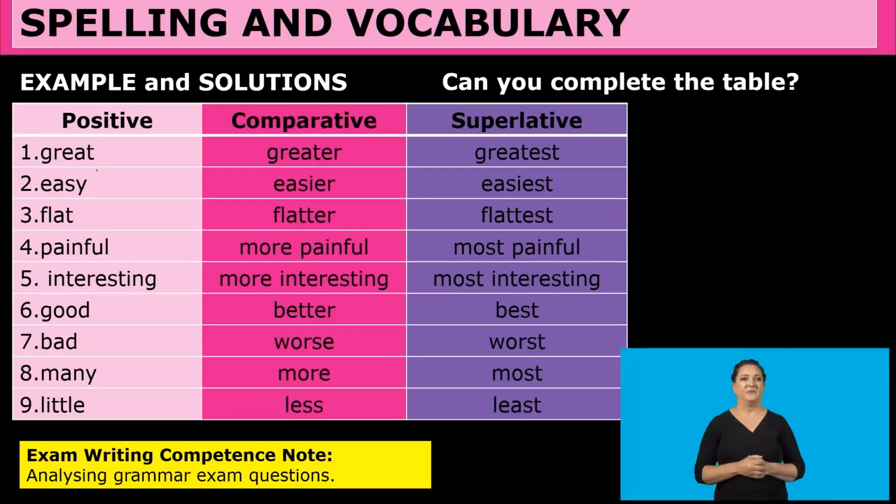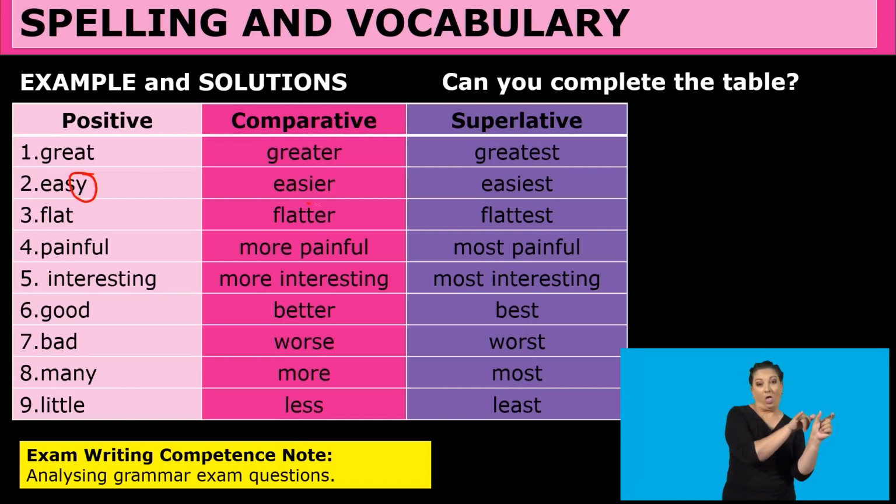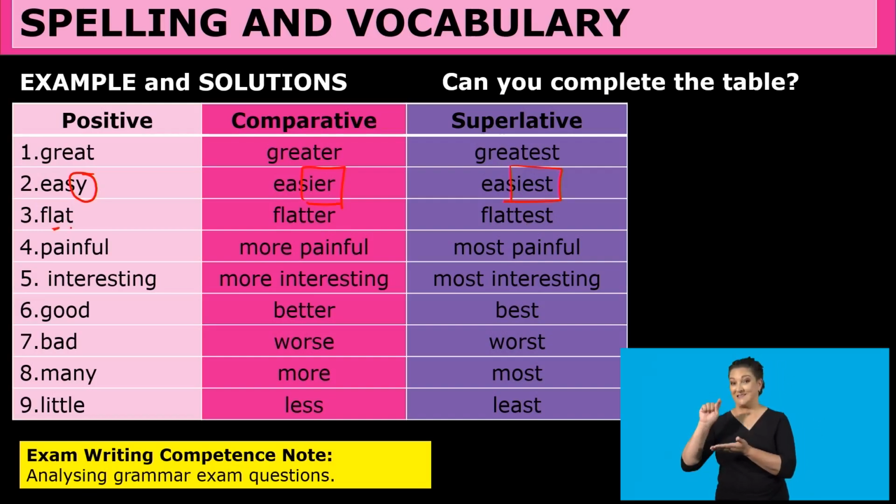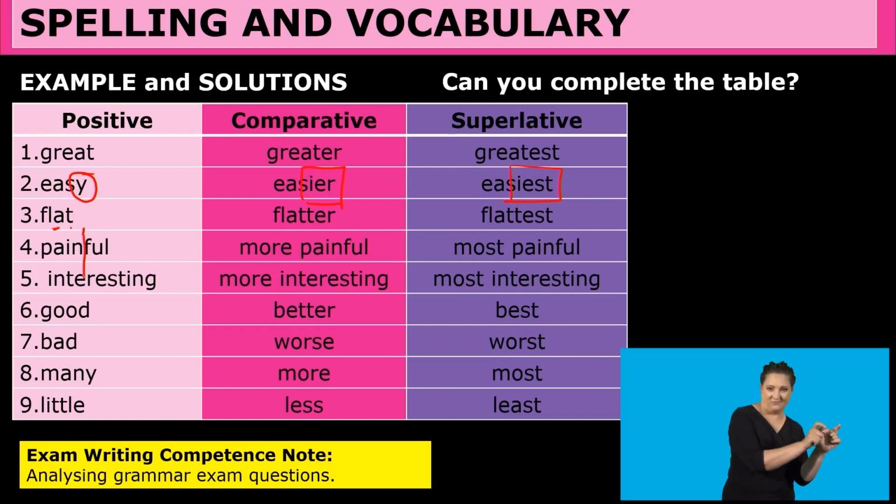Now, look at the words ending on Y, all right? Can you see the Y is dropped in your answer there? For easier and easiest, we replace it with an I. Flat, flatter, flattest. So when we have a single vowel sound, see what's happening to your consonant. We double that consonant there. Painful. Now because we have more than two syllables in our word, pain plus full, all right? So we can't say painfuller and painfulest. We say more painful and most painful. Interesting?